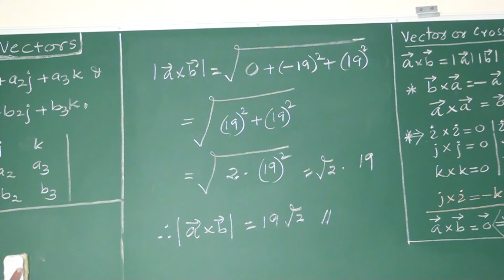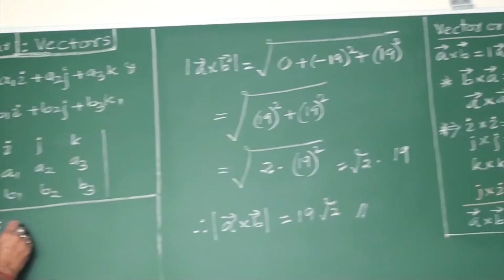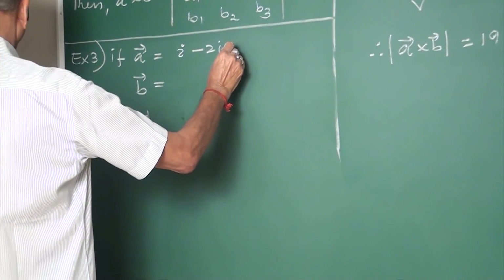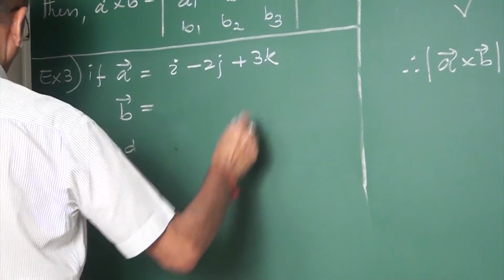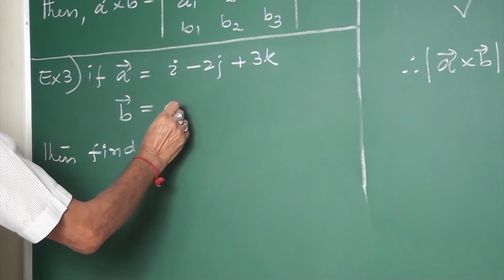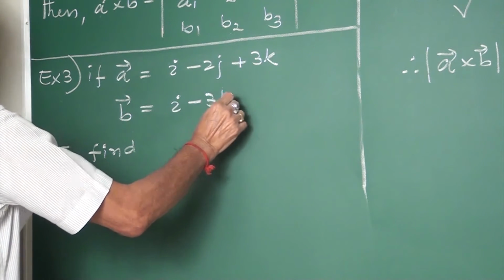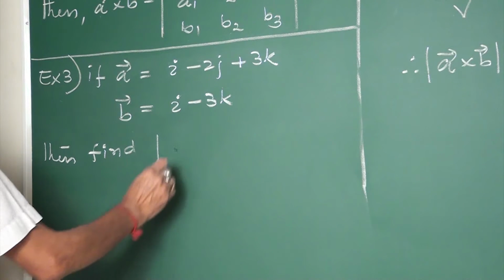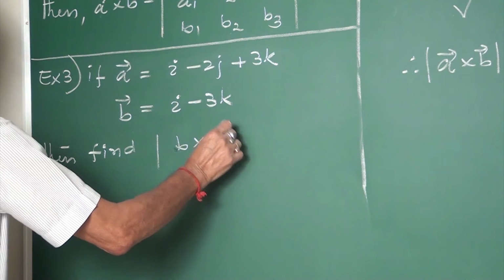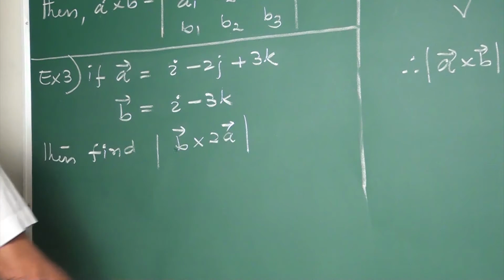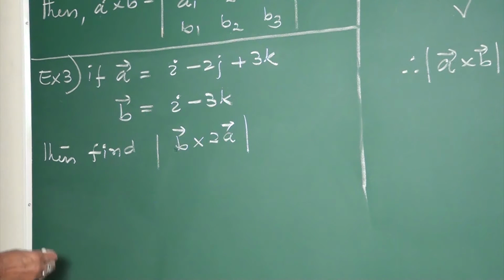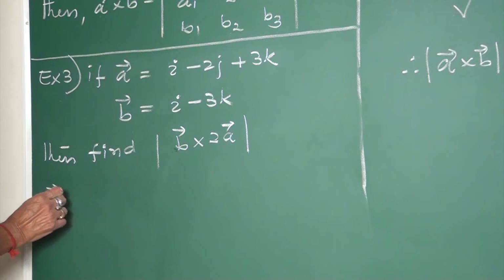Example 4. If vector A equal to i minus 2j plus 3k, vector B equal to i minus 3k, then find the magnitude of B cross 2A. Yes, first, B cross 2A.